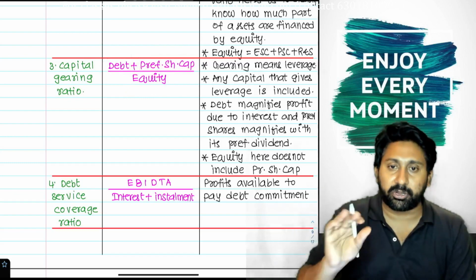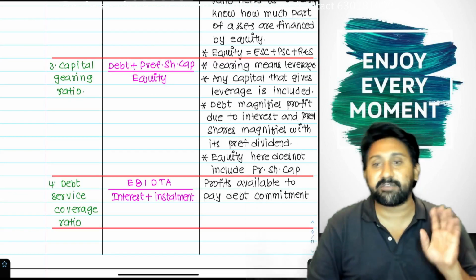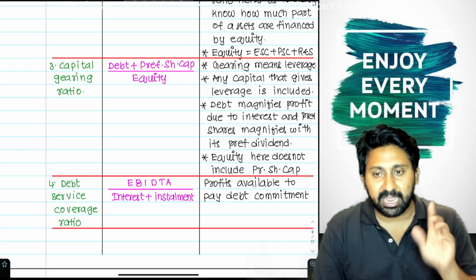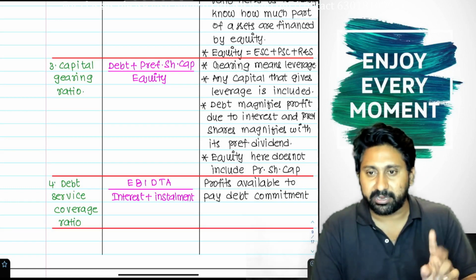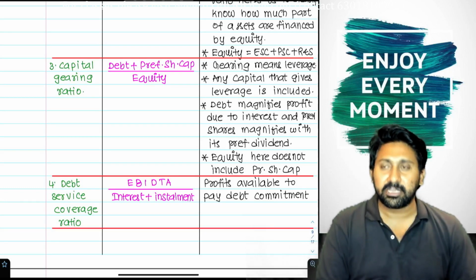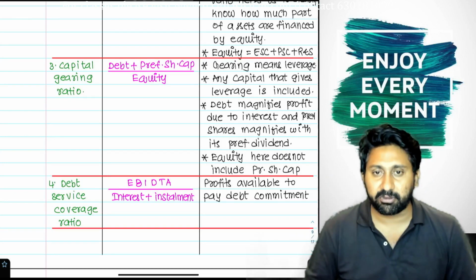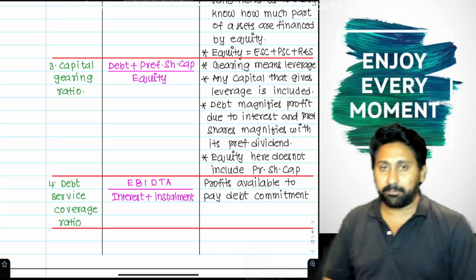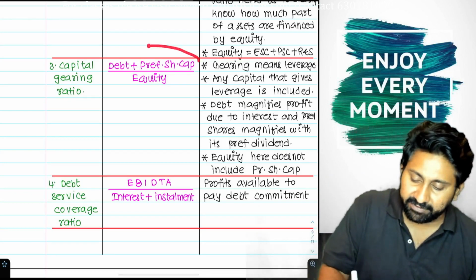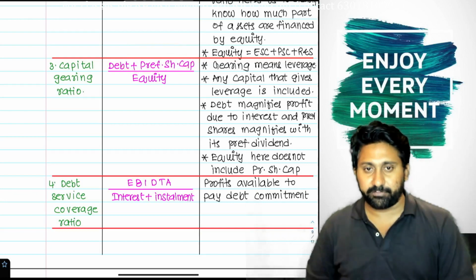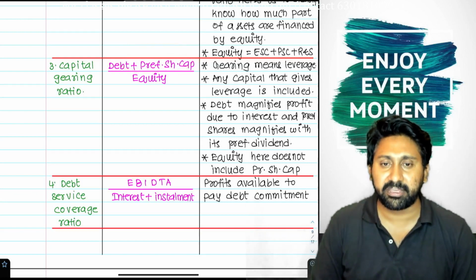Debt is long-term debt. Preference share capital also has a fixed commitment. Capital having a fixed commitment: one is pure debt and the other is a hybrid instrument like preference shares. Both have a fixed commitment of payments. So this is another way of understanding the debt equity ratio.